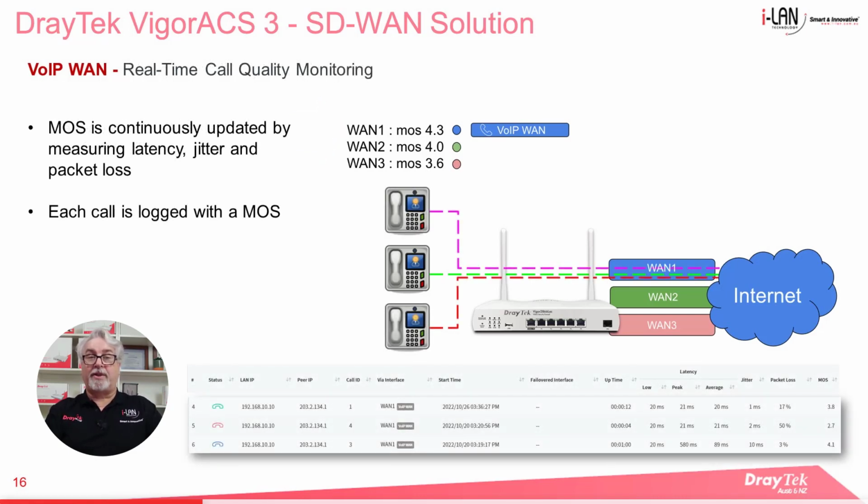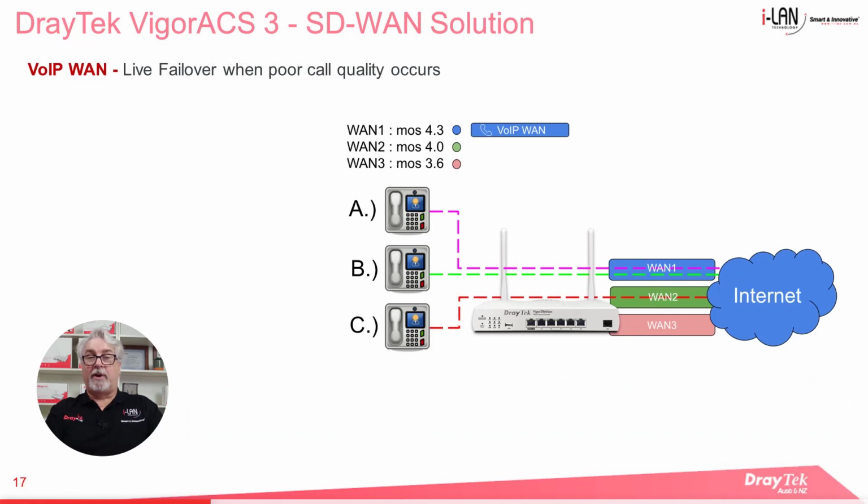In addition, VoIP sessions are constantly monitored in real time, with the MOS continuously updated by measuring latency, jitter, and packet loss on the WAN connection. The MOS for each call is logged in the VoIP call list table. If the MOS for a VoIP session gets too low, the SD-WAN feature will move the call to the secondary WAN connection, assuming it has a higher score.